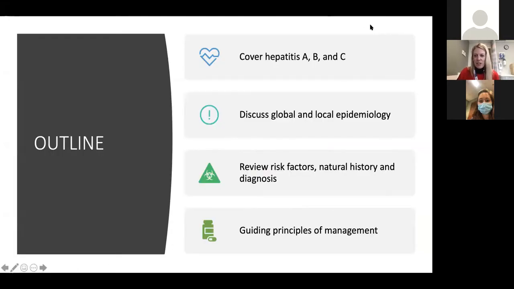So as I mentioned, we're going to try and address hepatitis A, B, and C today. We'll discuss some aspects of global and local epidemiology, review risk factors, natural history, and diagnosis, and then I wanted to provide some guiding principles on management.